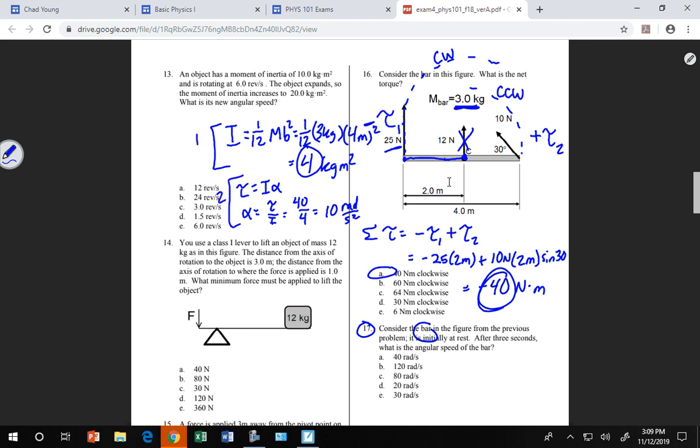And now the third step is I want to find the angular speed. And that's where you need to know the kinematics equations. Ooh, that was in chapter 7, wasn't it?